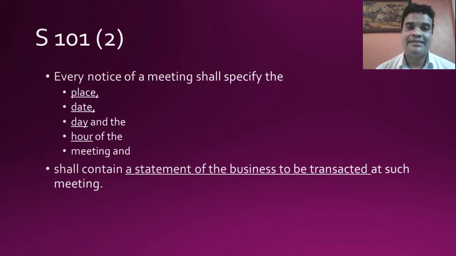Section 101 subsection 2 states that every notice of a meeting shall specify the place, the date, the day, the hour of the meeting, and shall contain a statement of the business to be transacted at such meeting. So, Section 101, subsection 2 says that every notice shall have the place, date, day, and hour of a meeting, and of course, what business is going to be transacted at that meeting.